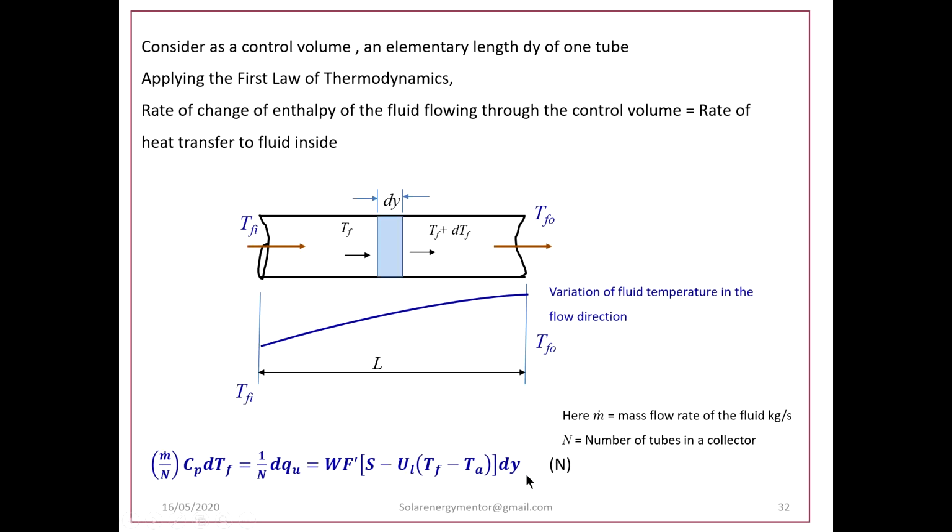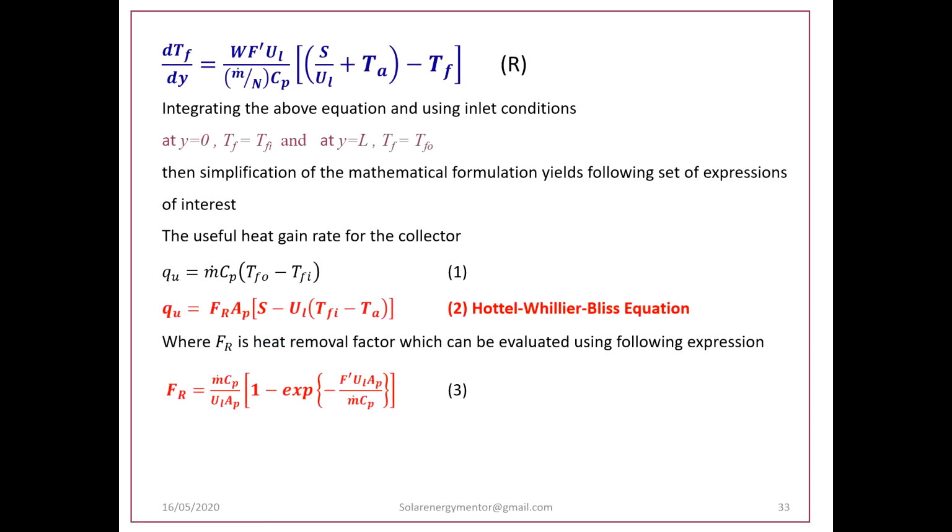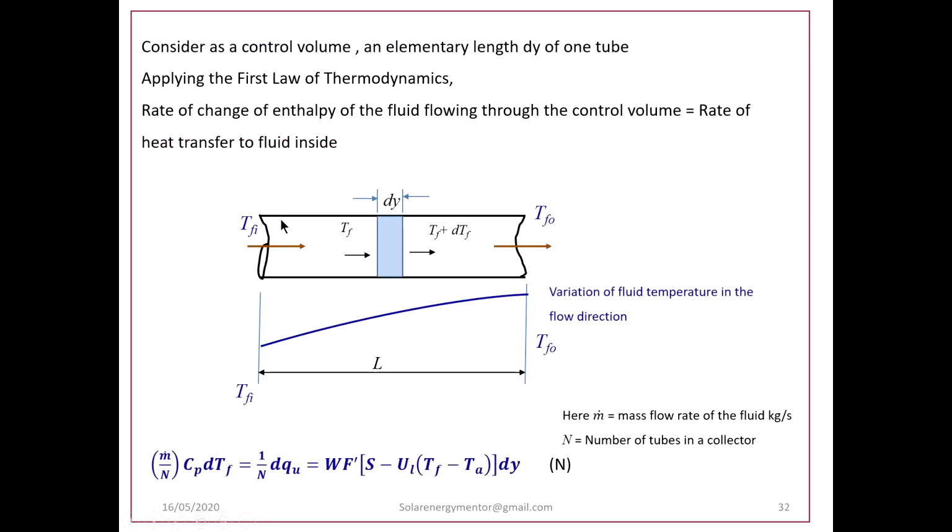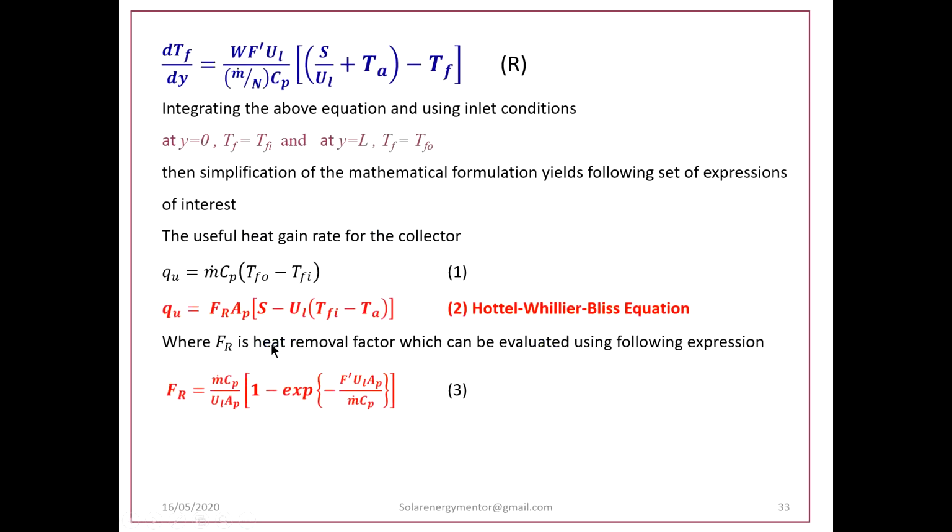So these changes are happening over length dy. If we simplify this equation, it becomes dTf by dy equal to Wf dash UL. So the equation reads like this. Now we need to integrate this equation. If we integrate this equation, we can get the value of the temperature distribution. This is the type of solution we will get if we integrate this equation.